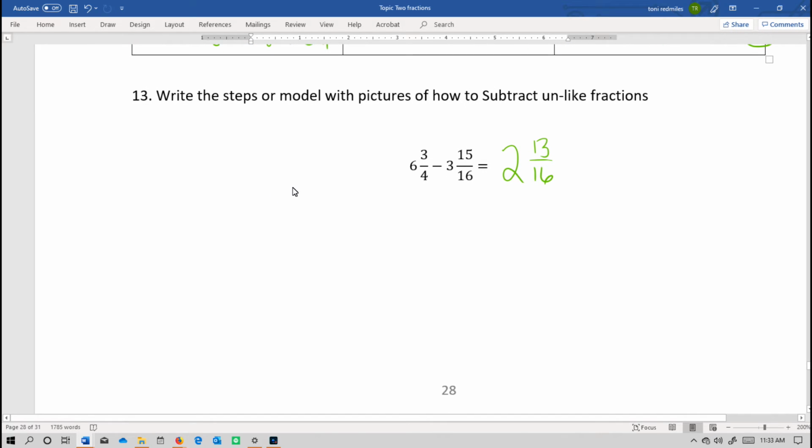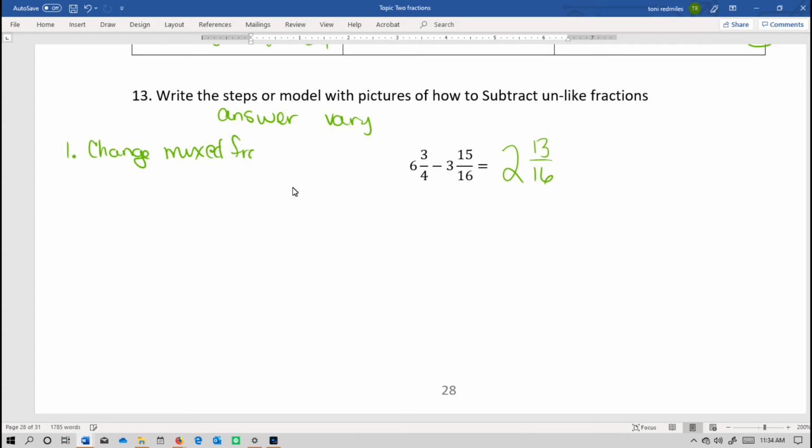I'm going to do it real quick, and then I'm going to write my steps as I go. All right, and this is going to vary, okay? Answers will vary, but I want you to have the same general idea. So in your type of method, we're doing the improper method. So the first step is to change mixed fractions to improper fractions.